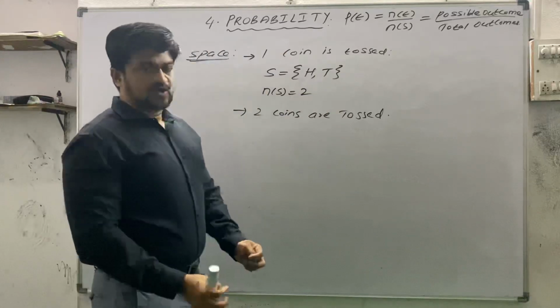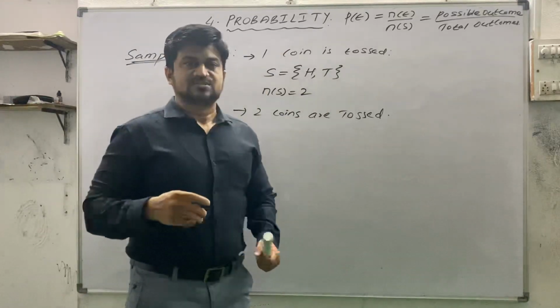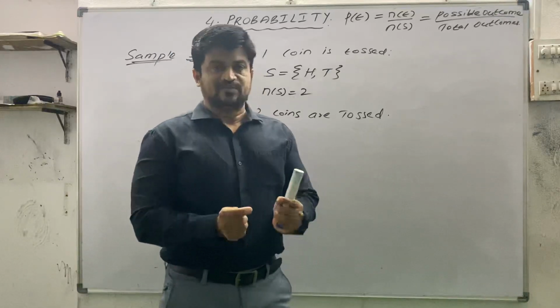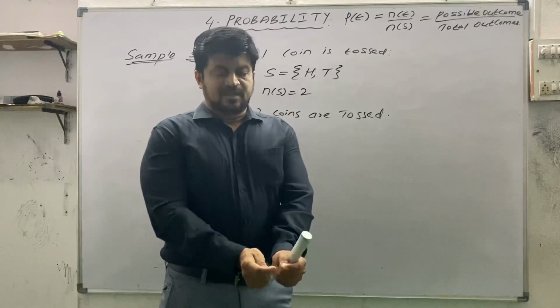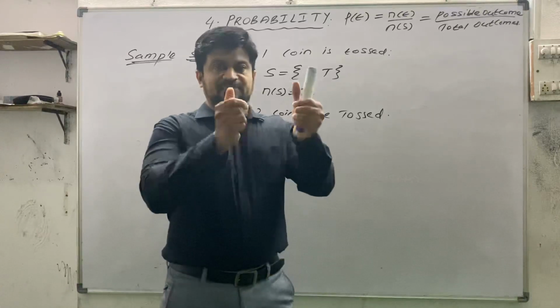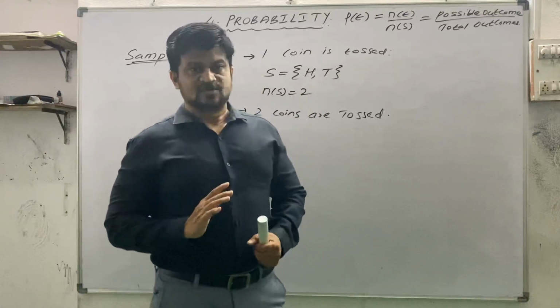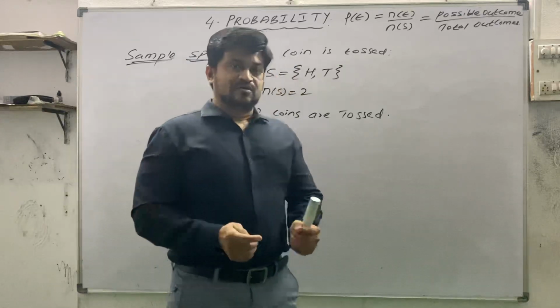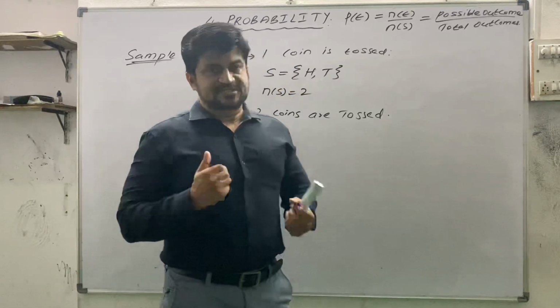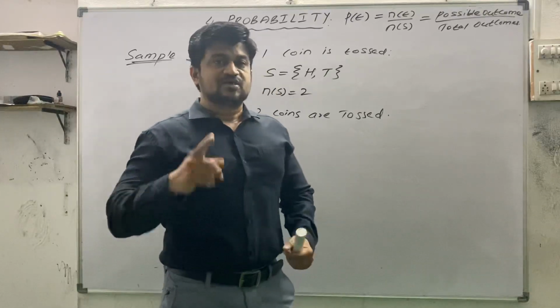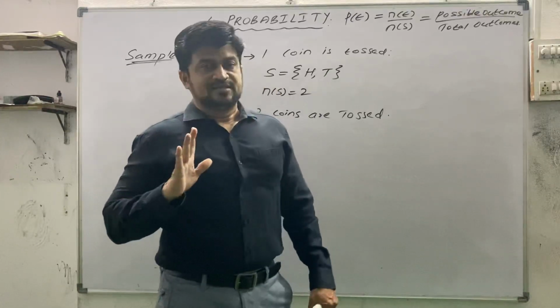If 2 coins we are tossing, suppose you are playing a game, I have 2 coins in my hand, I am tossing them one at a time. So what can I get? I can get both heads, or I can get both tails, or one head and one tail, or else one tail and one head.